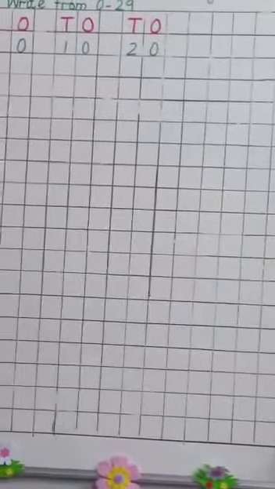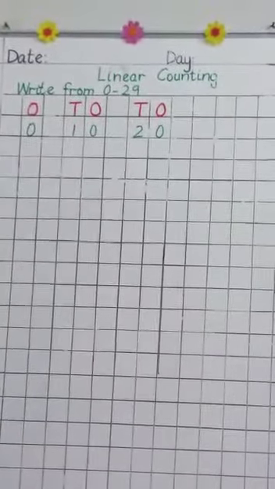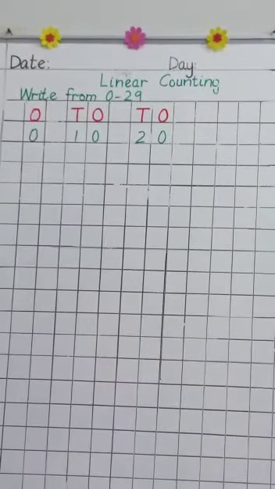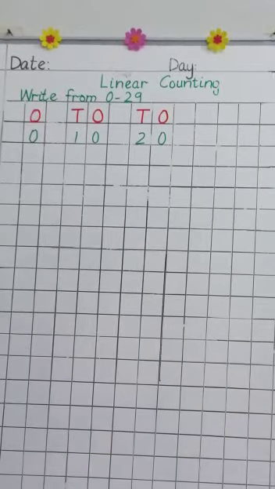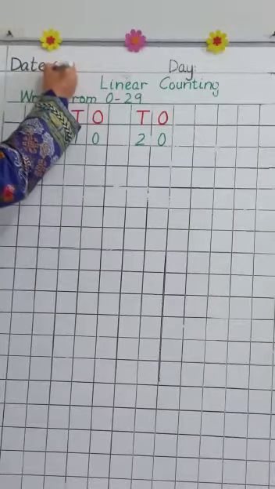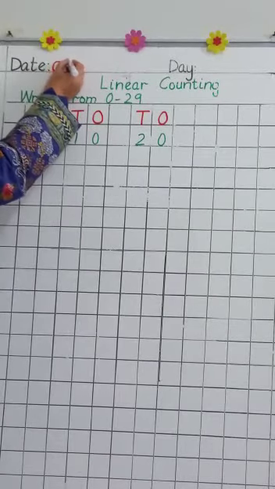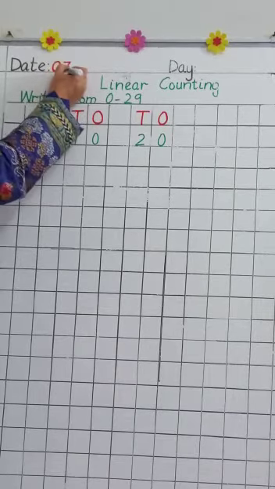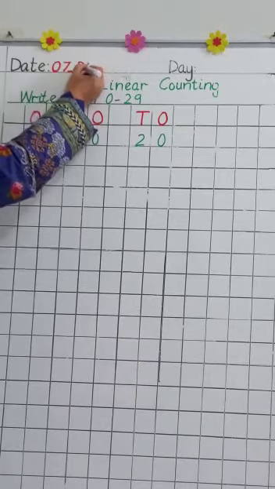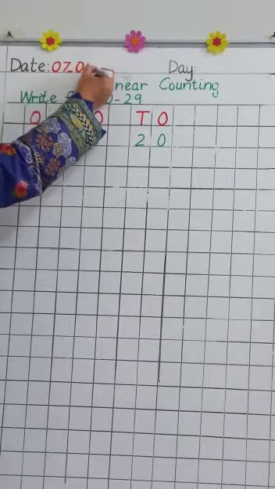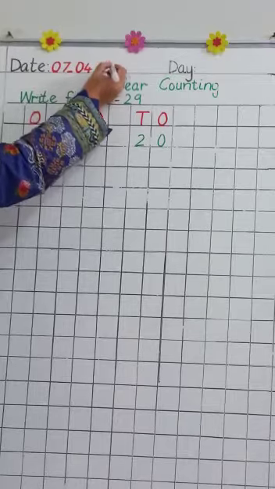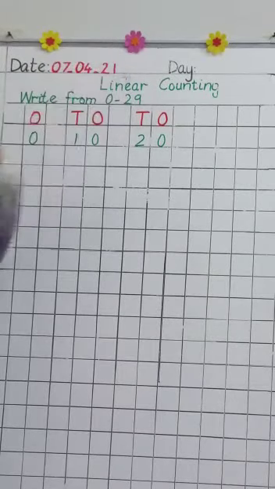But can you remind me what is it that we have to do first? Yes, you're right. We have to write down the date. Okay, so can you tell me what date is it today? Today is 7th. Yes, 0, 7, a tiny little dash, 0, 4, again a tiny little dash, and 2021. So that's a date.